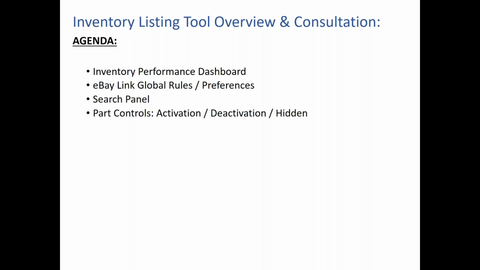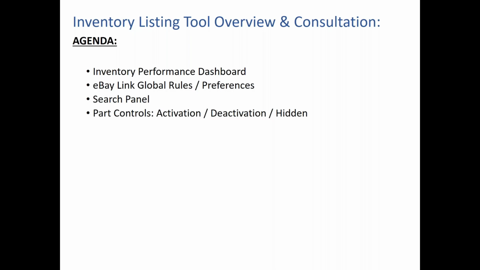The other thing that's super important for today, folks, is the part controls that you have. Obviously, you have to activate what you feel are worthy items to eBay. You also need to know that you can deactivate things that are on eBay and how to control those. You have to take things down from the eBay tool in order for them to delist permanently on eBay, okay?